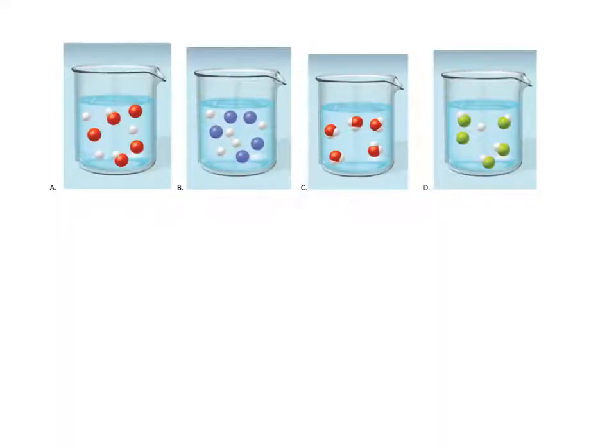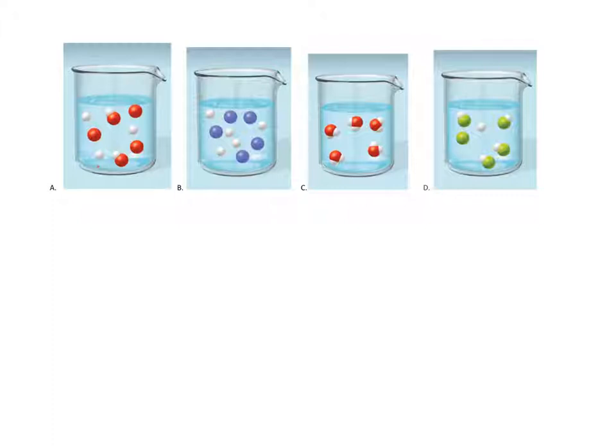So let's look at these 4 beakers and figure out what sort of solutions they are in terms of being electrolytes or non-electrolytes, and, if they're electrolytes, whether weak or strong. Each of the spheres represents an atom. If they're by themselves in solution, they're ions. If they're joined with something, they're molecular species.